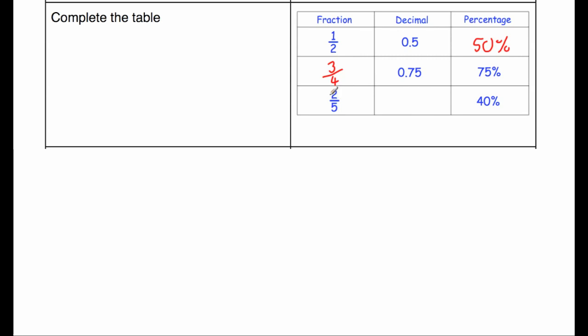And our final row, we've got 2/5, which is equal to 40%, and converting that into a decimal will be 0.4. We don't need to put the 0 on the end, like you could write 0.40 in theory, but it's normal just to write 0.4.